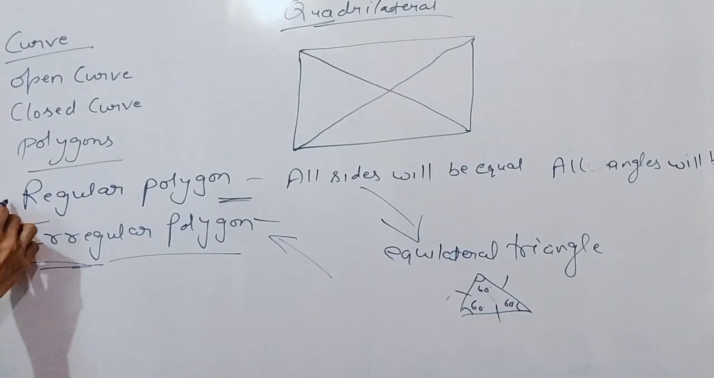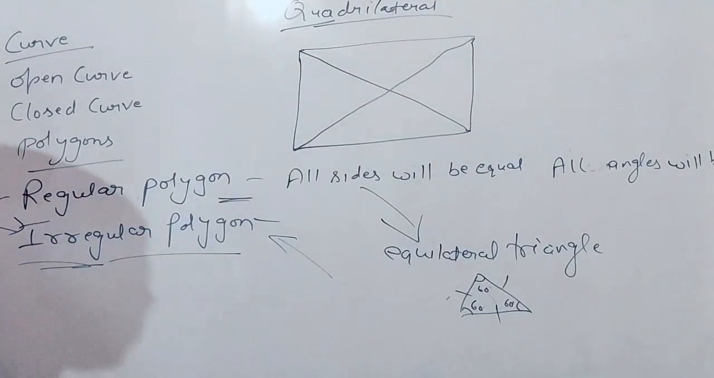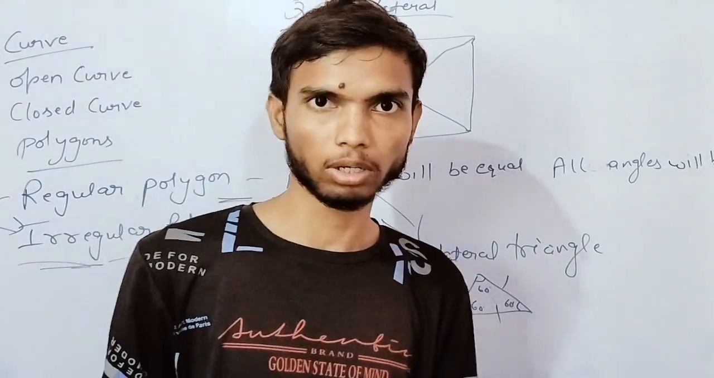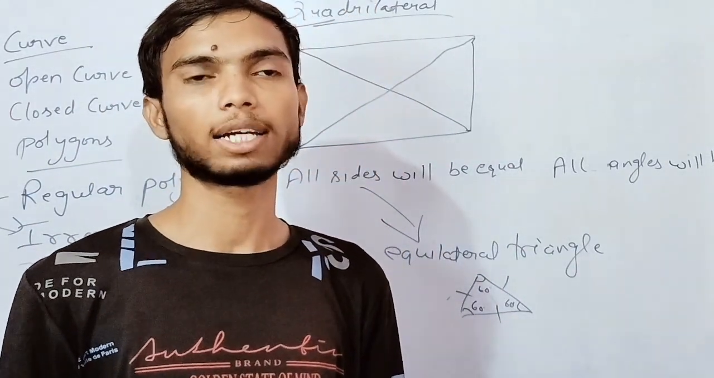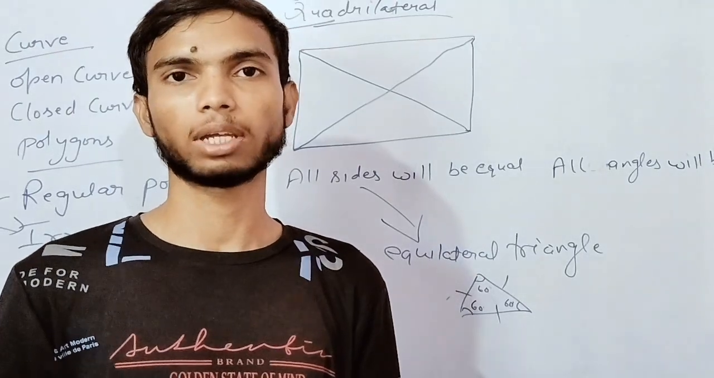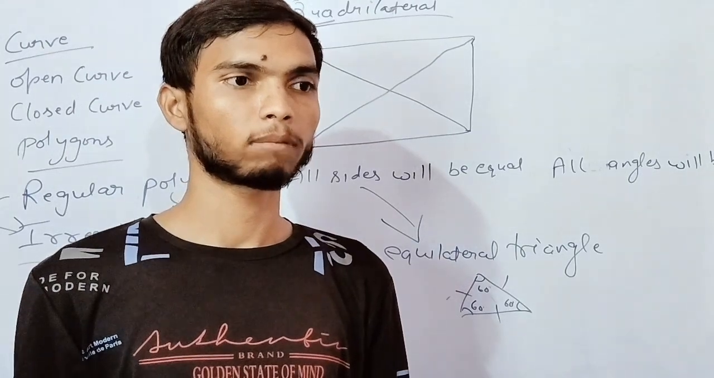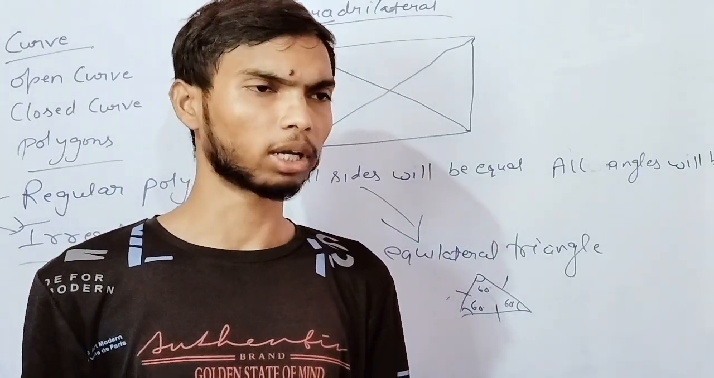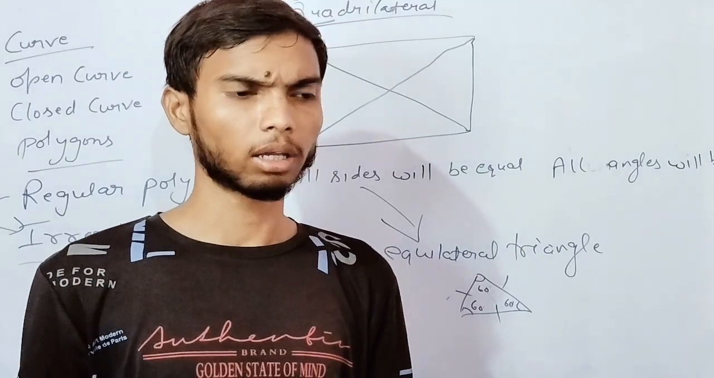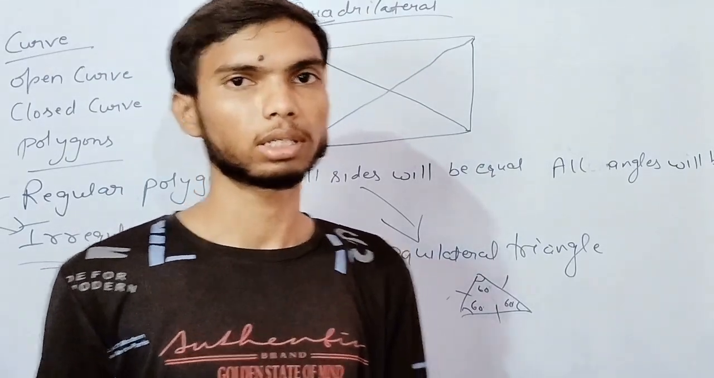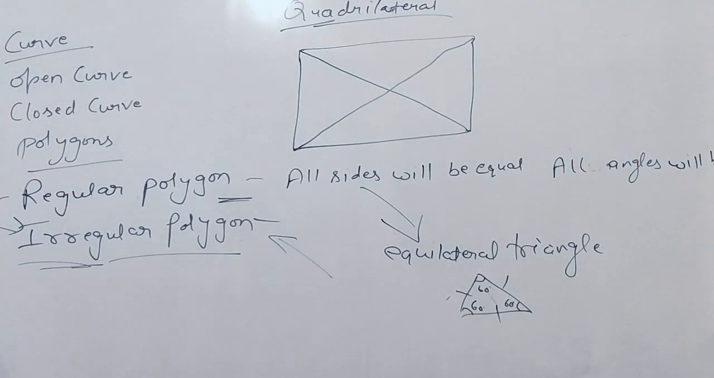Now, what's the difference? A regular polygon is a polygon which has all sides equal and all angles equal. What about an irregular polygon? A polygon which is not regular is an irregular polygon.